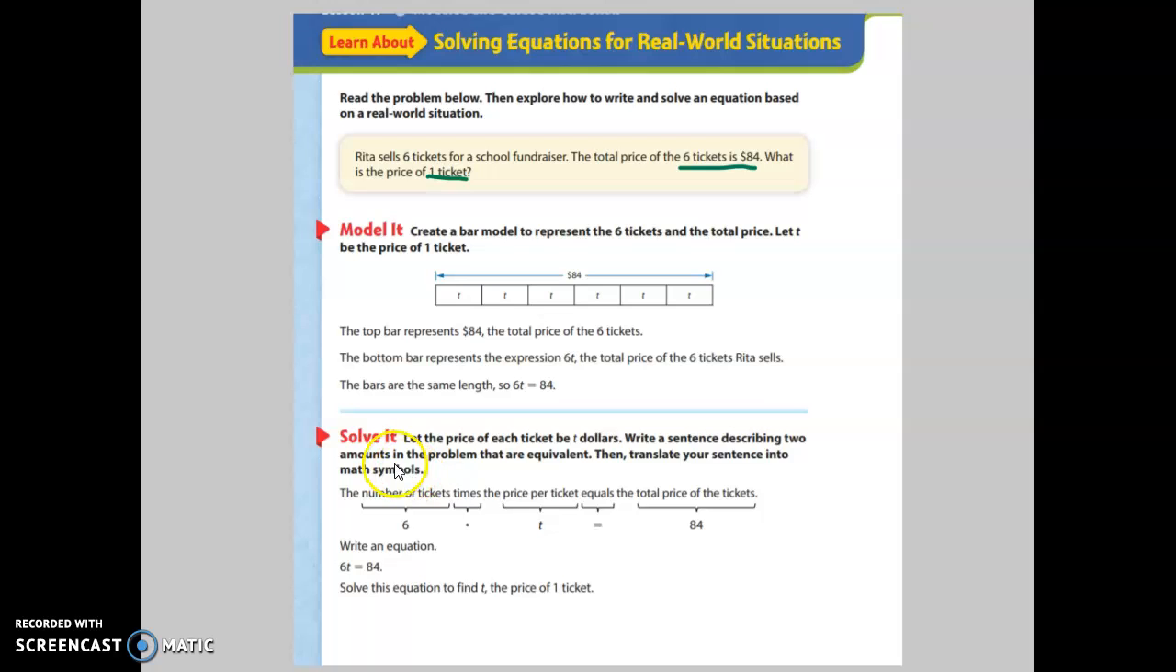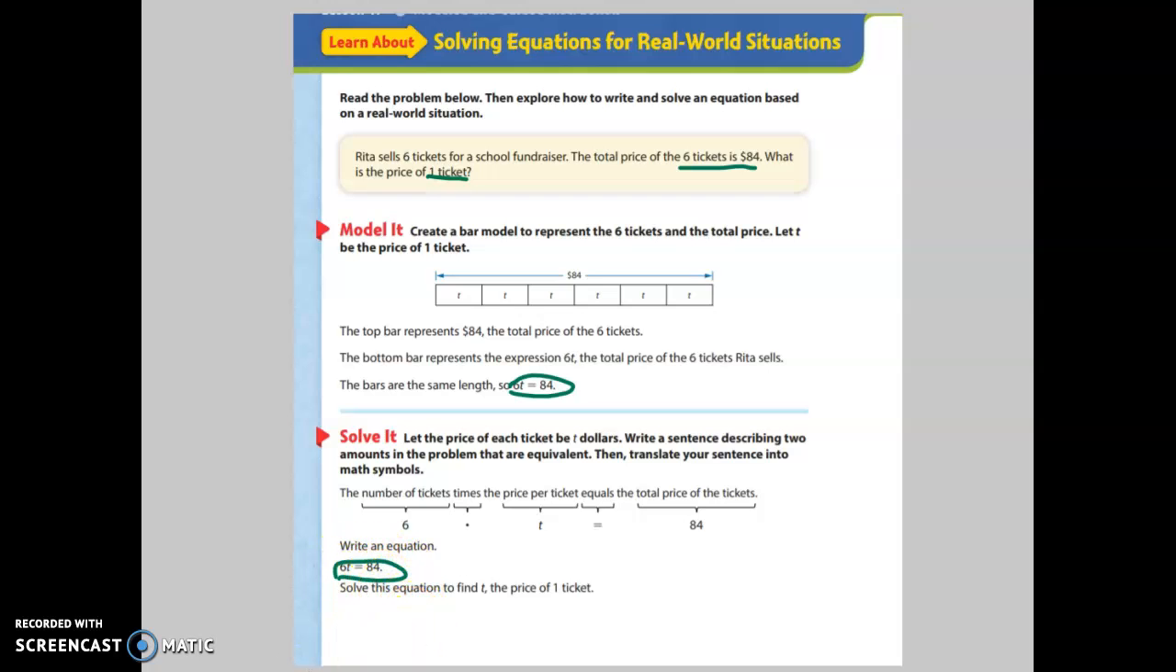Write a sentence describing two amounts in the problem that are equivalent. Then translate your sentence into math symbols. So the number of tickets, which is 6, times, which is multiplication, the price per ticket, T, equals the total price of the tickets, which is 84. Write an equation, so 6T equals 84. Solve this equation to find T, which is the price of one ticket. So they show us two different ways to get the same equation. We're looking at 6T equals 84.